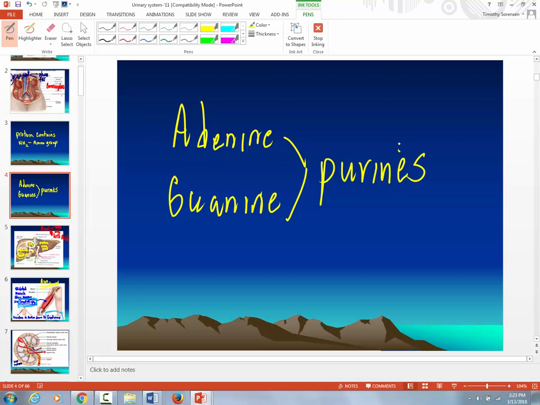Where do you get adenine and guanine from? DNA. Do you eat DNA? No. You were just chewing on some DNA. Do you eat DNA? Yes or no? Yes, you do. If you eat animal meat, you're eating the nucleus of the animal meat, and it contains DNA.